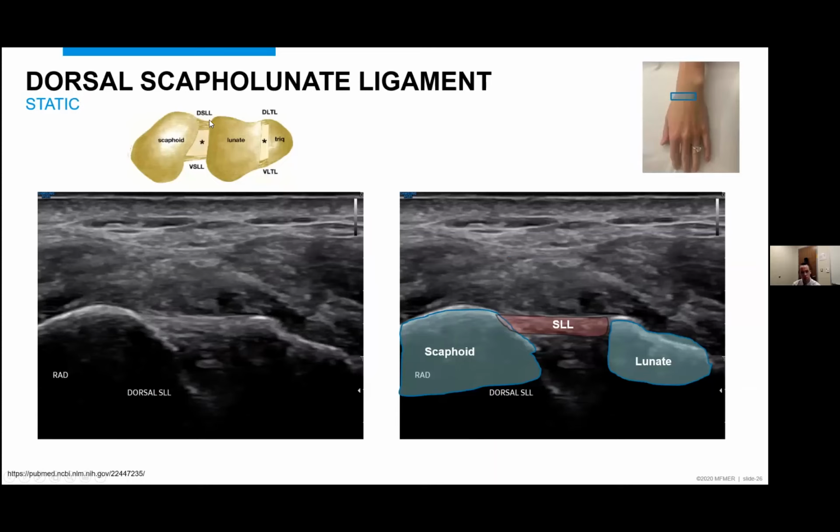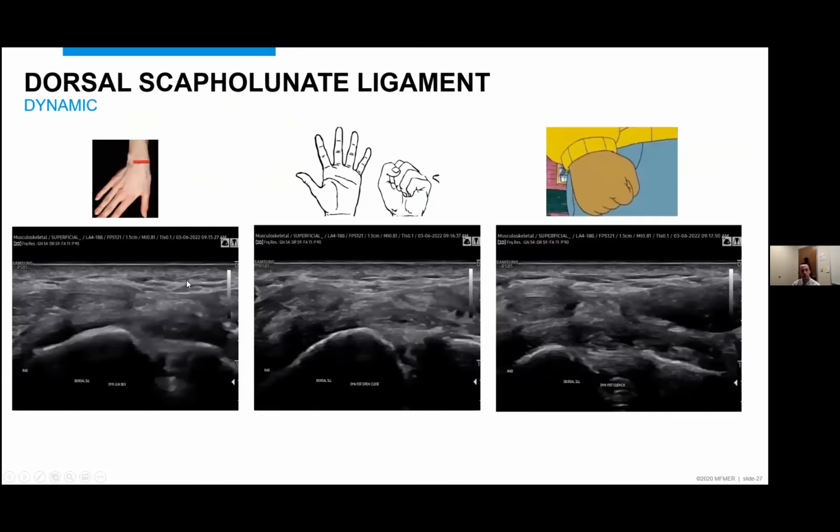In this picture, we can see the dorsal scapholunate ligament is a more robust aspect of the scapholunate ligament compared to the volar. So usually if this is damaged, you have pretty good damage to the ligament as a whole. But we're not able to really see the middle portion of the scapholunate ligament, so we're really just evaluating the dorsal aspect of it. So we do a static picture of it, and then we do dynamic imaging of it.